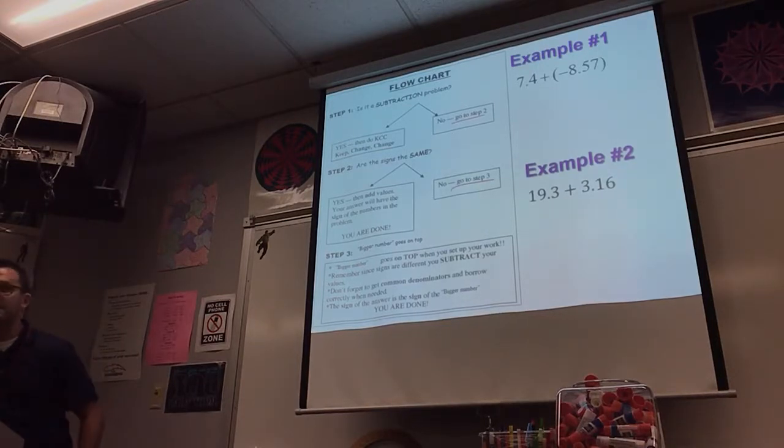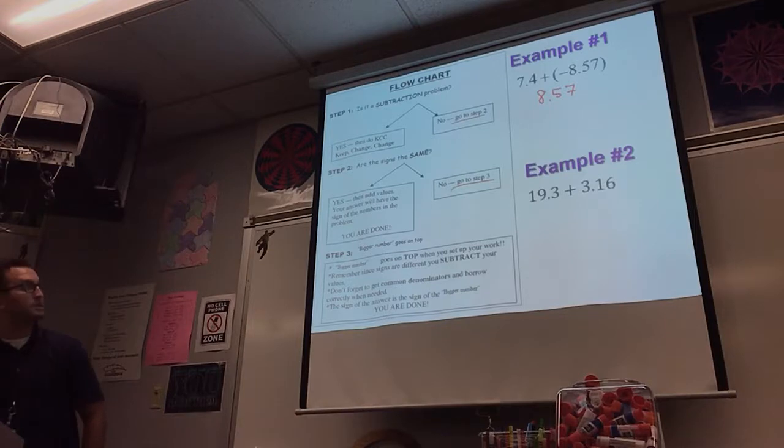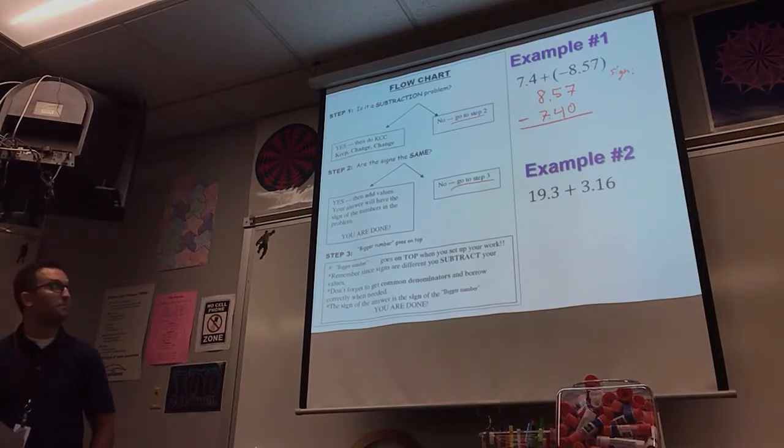The bigger number goes on top. So which one's the bigger number? Negative 8.57. On step 3, it says the bigger number goes on top. Remember, since the signs are different, we're going to subtract. So 7.4. If you'd like to have your placeholder 0, it's probably a good idea. Before I do anything, I want to decide on my sign. What's my sign of this problem going to be? Keep the sign of the bigger one. So our sign is going to be negative.